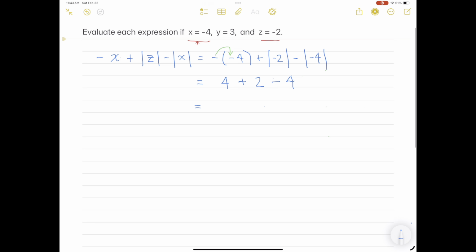We solve this equation from left to right. We start with 4 plus 2, which equals 6. So now I have 6 minus 4. Copy the equation down to the next line to keep track of your calculations. 6 minus 4 equals 2. The answer is 2. Box your answer.